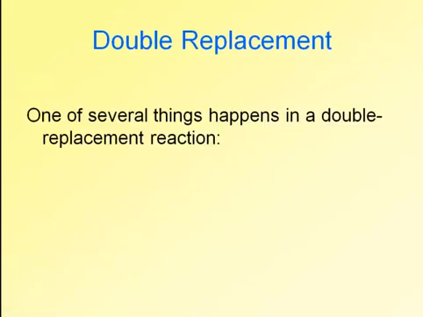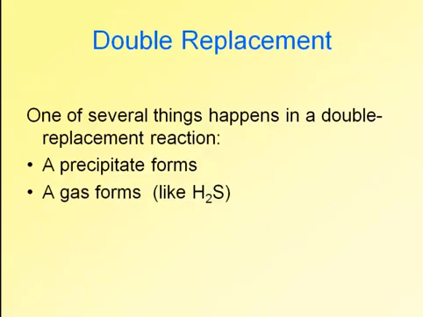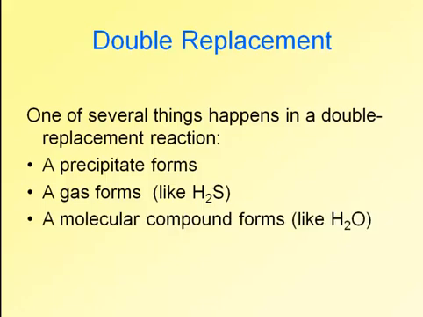One of several things must happen to drive a double replacement reaction. Either a precipitate forms, a gas forms, or a molecular compound forms. If none of these happen, there is no reaction between the reactants that are listed.